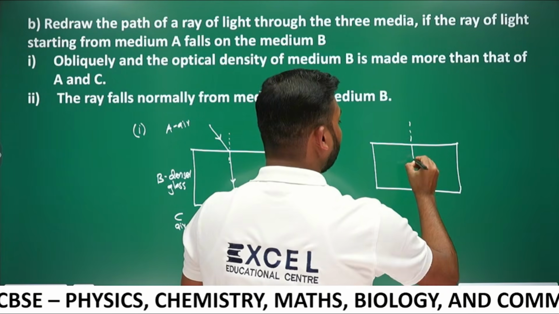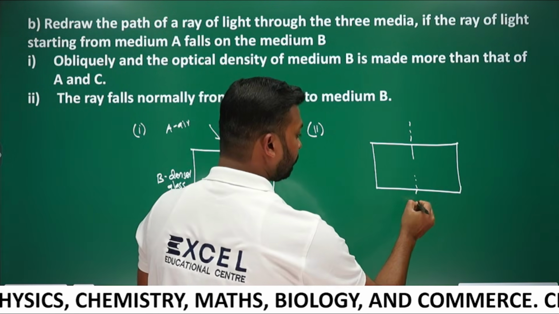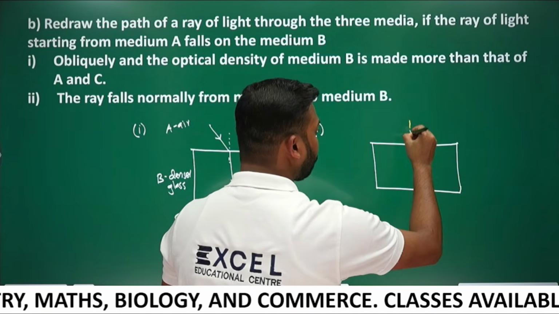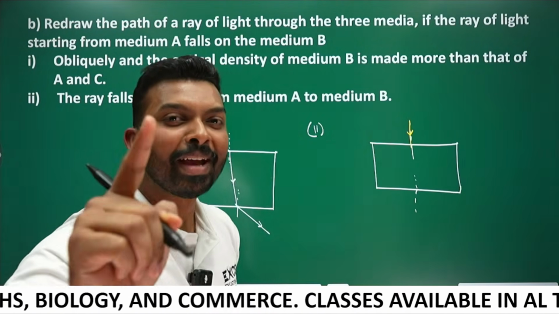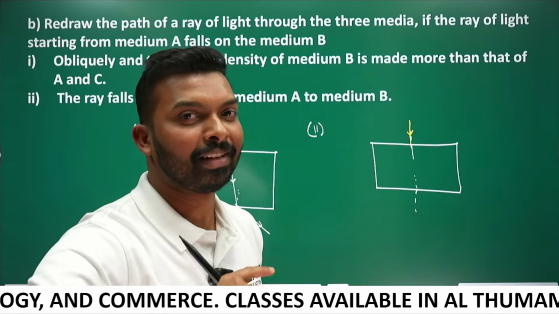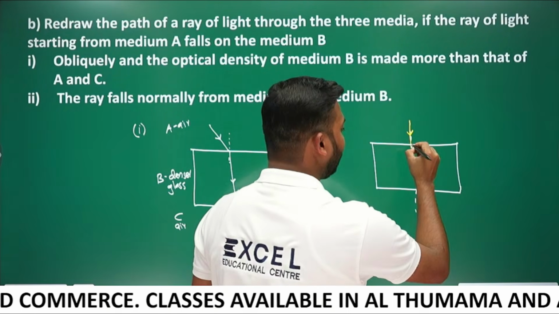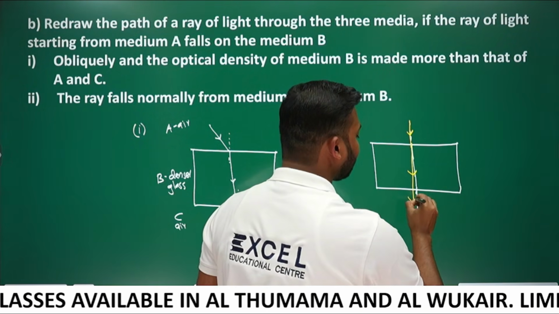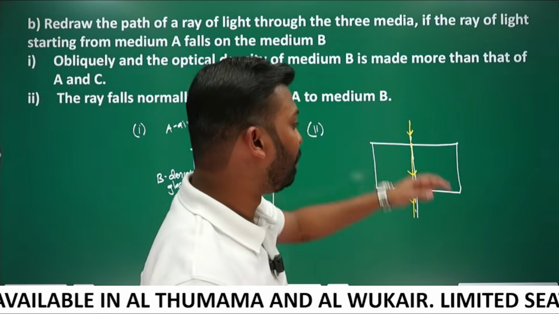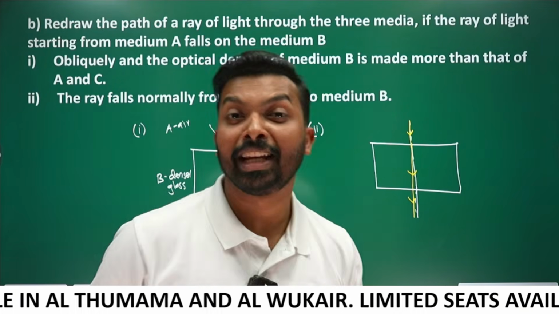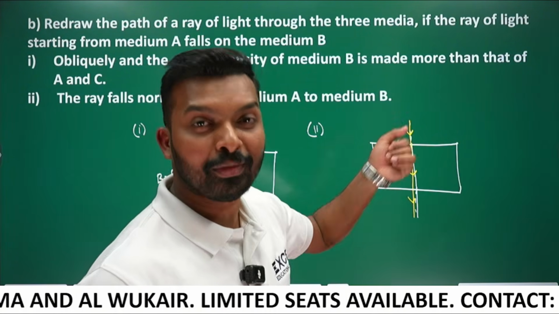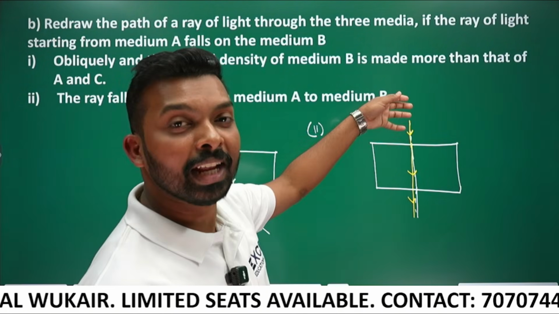So we have the normal here. If this ray of light is coming along the normal, there won't be any angle of refraction. It will move straight without any refraction. Clear? We know sin i by sin r is equal to a constant; here there is no angle of incidence itself, so there won't be any refraction.